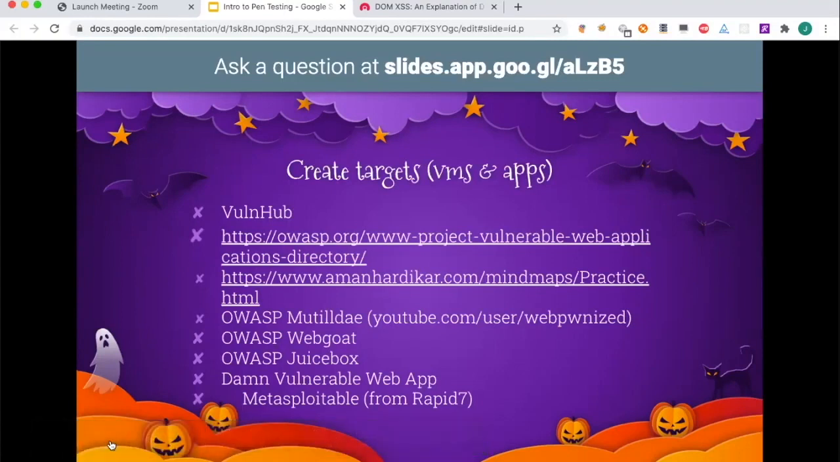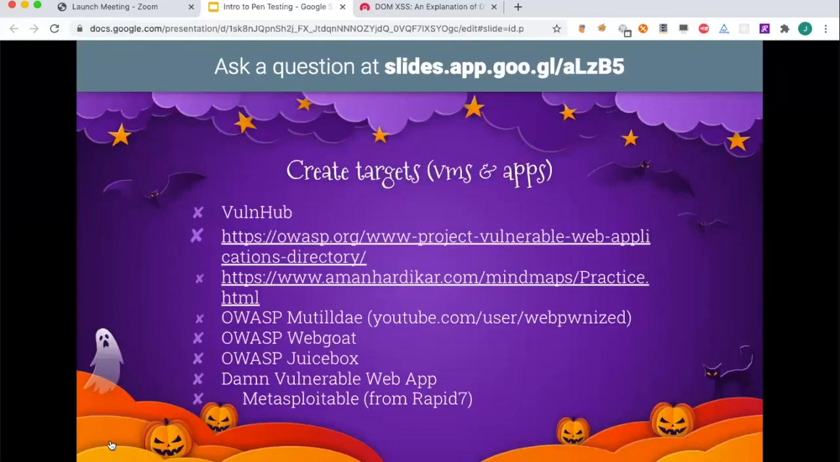Also, you can spin up VMs in any sort of cloud environment. You don't have to have it on your computer all the time. You can spin it up and shut it down as you need, create as many as you want on AWS or any cloud service. Now, the next thing is you want your VMs and applications to be intentionally vulnerable.